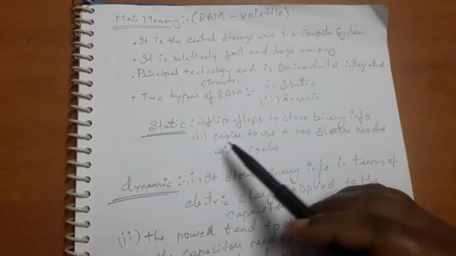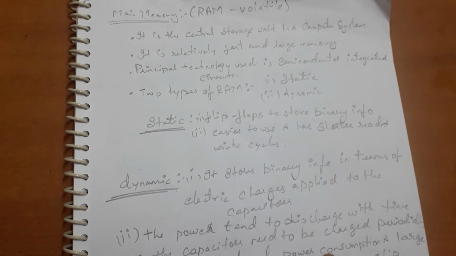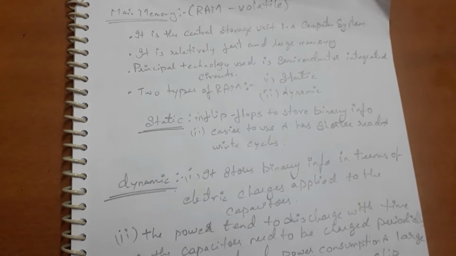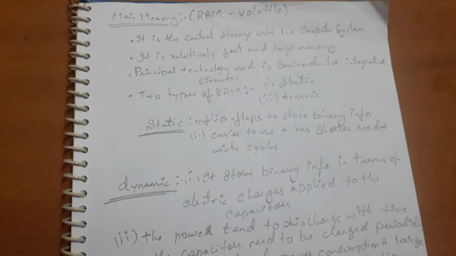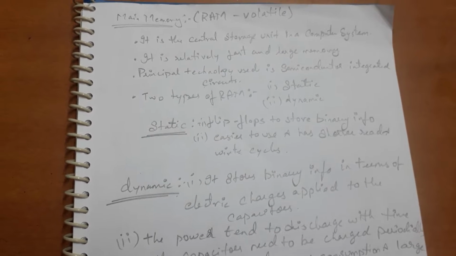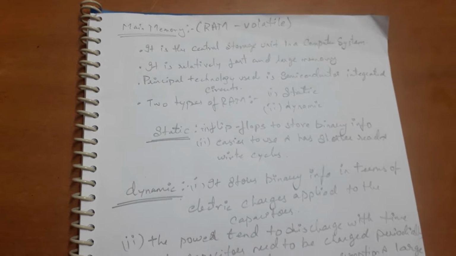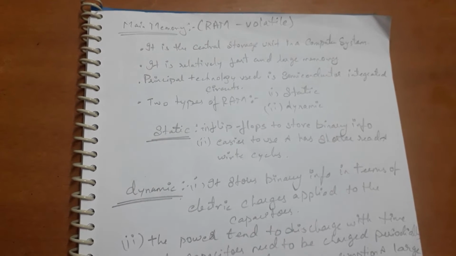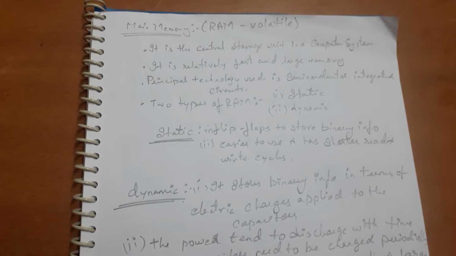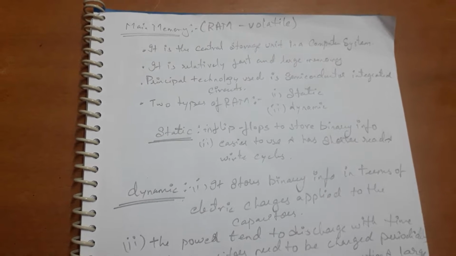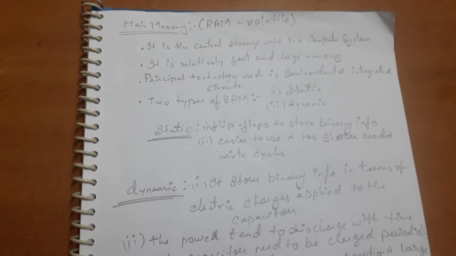Another feature of this static RAM is that it is very easy to work with, and it has shorter read and write cycles. That is, when you are working with static RAM, the amount of time taken to read and write a particular data to this RAM is very less when compared to the dynamic RAM.